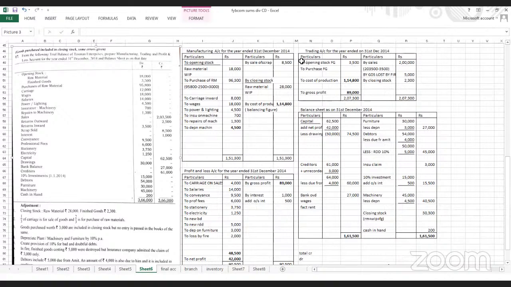So in trading account on the credit side, you will write goods lost by fire. You write the full amount here, 5,000. Out of that, 3,000 is recoverable, so that will go to the asset side: insurance claim recoverable, 3,000. And the difference 2,000 is your loss, so that will go to P&L debit. Loss by fire.